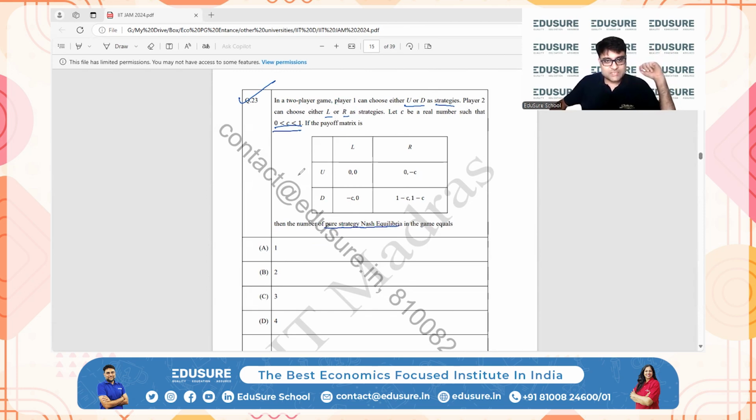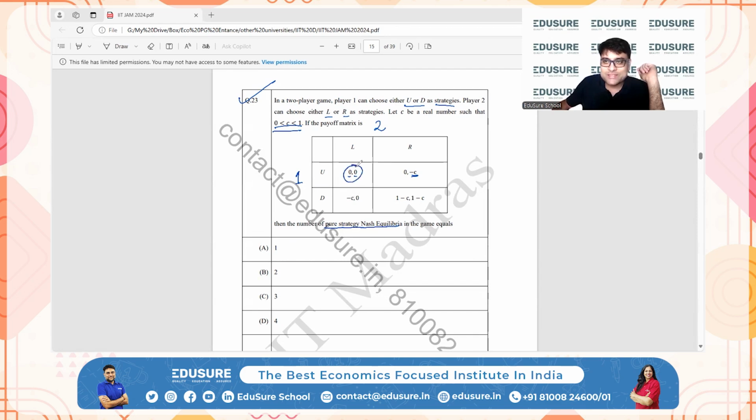So let's take player 1, player 2. Player 1 plays U. Player 2 gets an output of 0 or minus C. Which is better? Obviously, 0 is better than a negative number. So player 1 plays U, player 2 should play L instead of right. Player 2 plays L, player 1 should play U because minus C is less than 0.